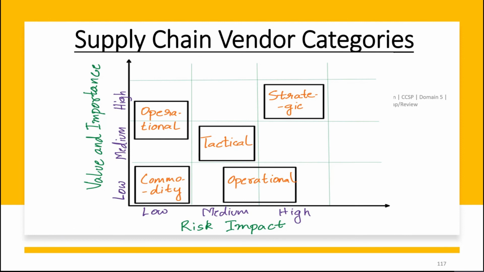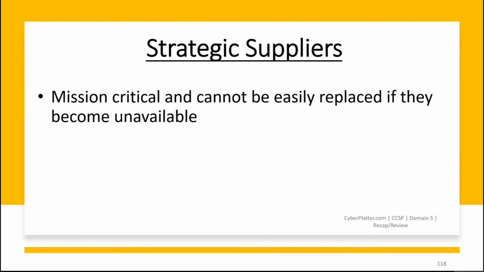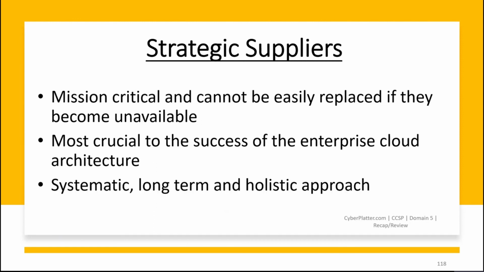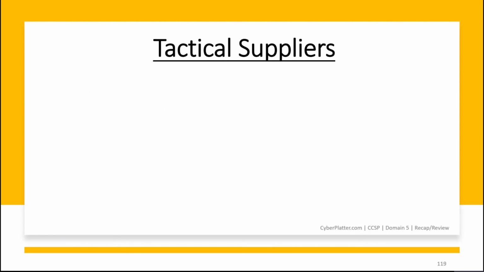Supply chain vendor categories. We have strategic, operational, tactical, and commodity suppliers. You can see in this picture how strategic and all the other suppliers are rated. Strategic suppliers are of high risk and high value. Strategic suppliers are mission critical and cannot be easily replaced if they become unavailable. Most crucial to the success of the enterprise cloud architecture. Systematic, long term, and holistic approach. High risk, high cost impacts.